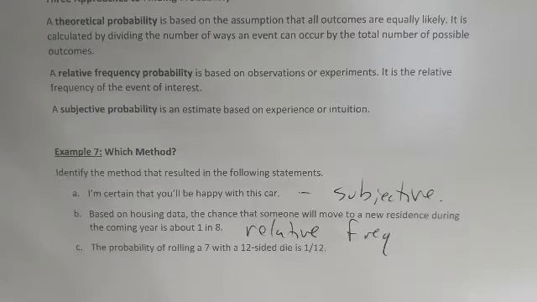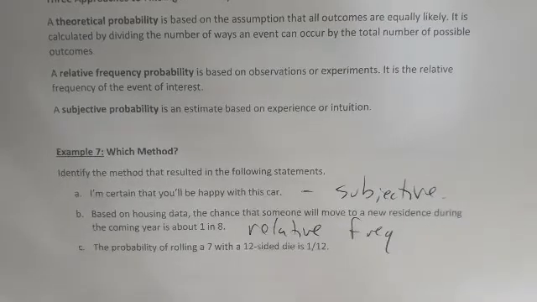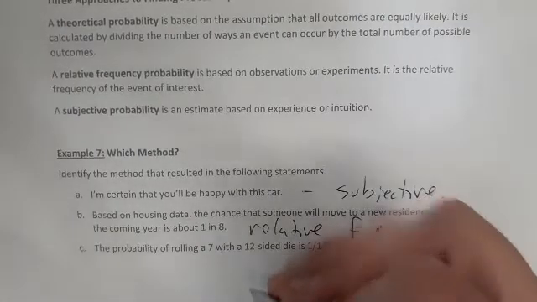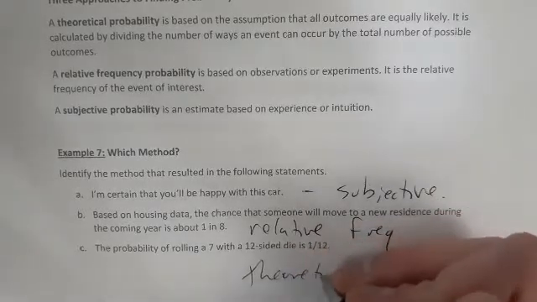The next thing is the probability of rolling a 7 with a 12-sided die is 1 in 12. This is the one where they assume everything is equally likely. There are 12 possible outcomes, and 7 is one of them. This is a theoretical probability.